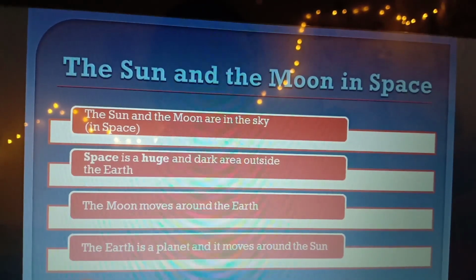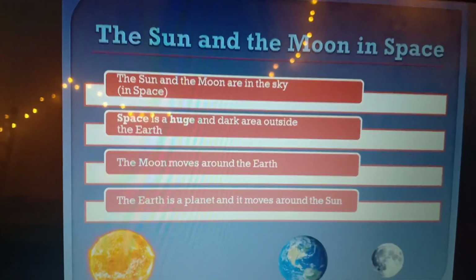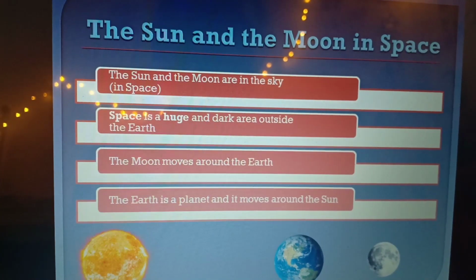Next, the sun and the moon in space. Did you know the location of the sun and the moon in space?